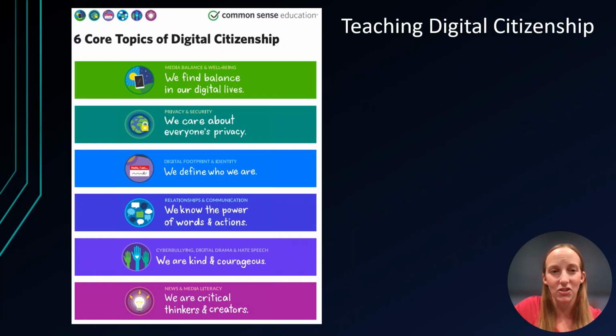So digital citizenship, it's super important that they practice these 6 core topics, right? They need to find balance. They need to not have screen time constantly, right? They need to think about the privacy by using strong passwords. They need to think about before they post, because everything they post is part of their digital identity.